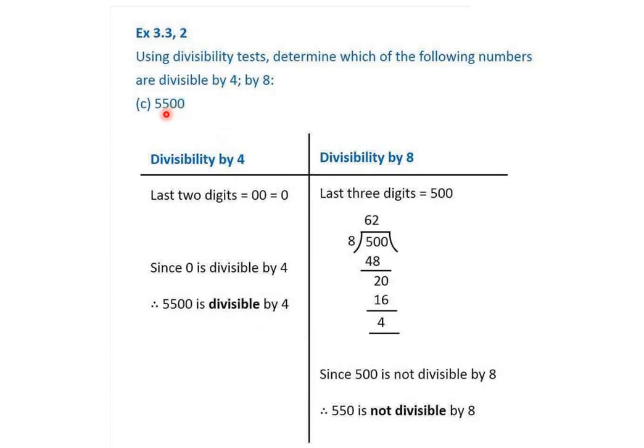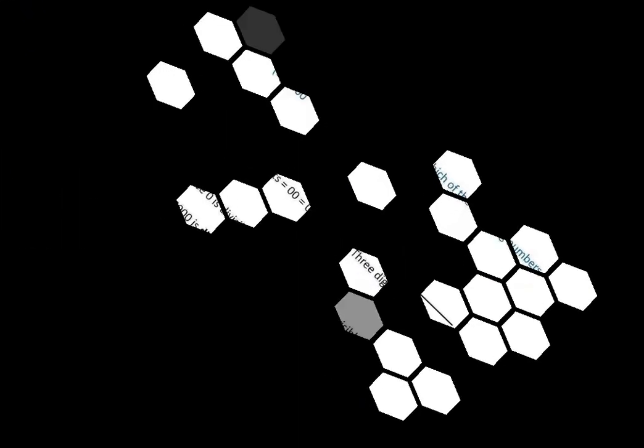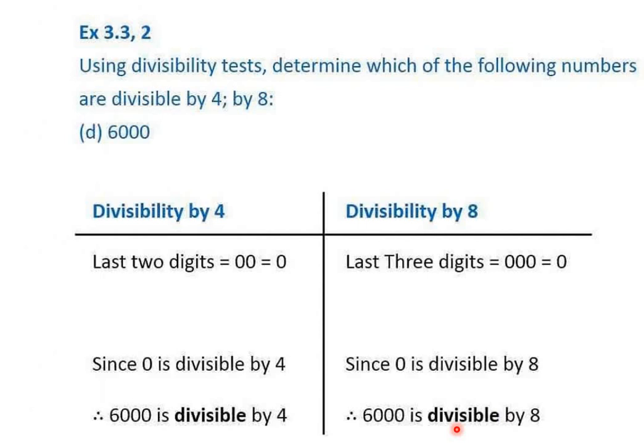But for 3 digits, as you can see here, we have the third digit as 5. For the test of divisibility of 8, we need to do the long division method. So we got the quotient as 62 and the remainder as 4. 0 must be there as the remainder, then only we can say that the given number is divisible. But here, as we have not got 0, we will write that the given number is not divisible by 8. Our next question is 3.2's second sum D, where the question is 6,000. Now the last 2 digits are also 0 and the last 3 digits are also 0. As I said, zeros could be divided by any table.